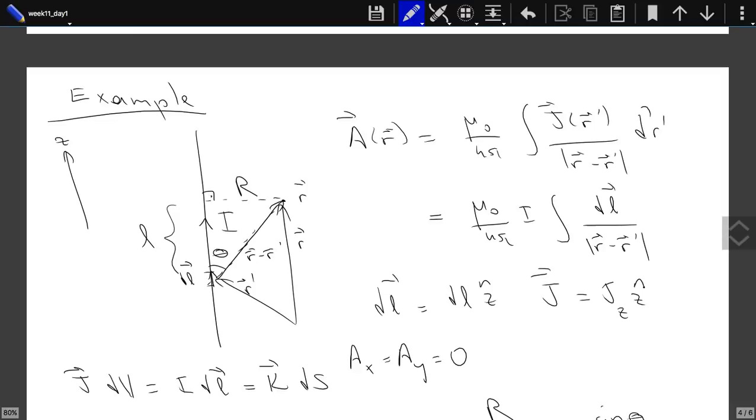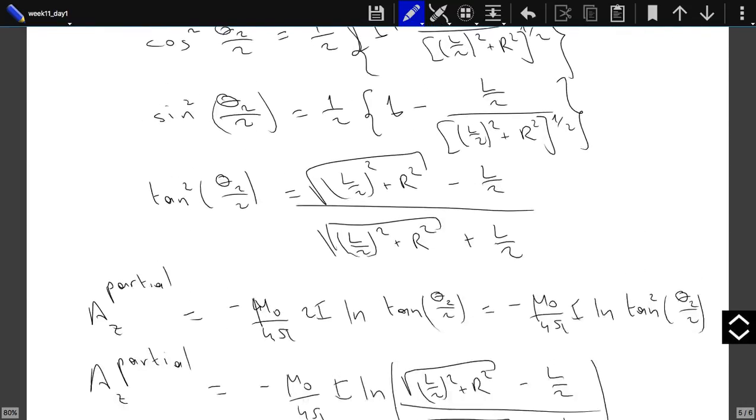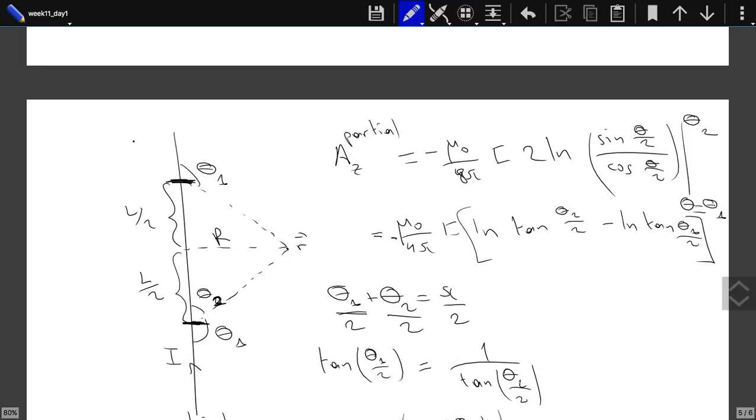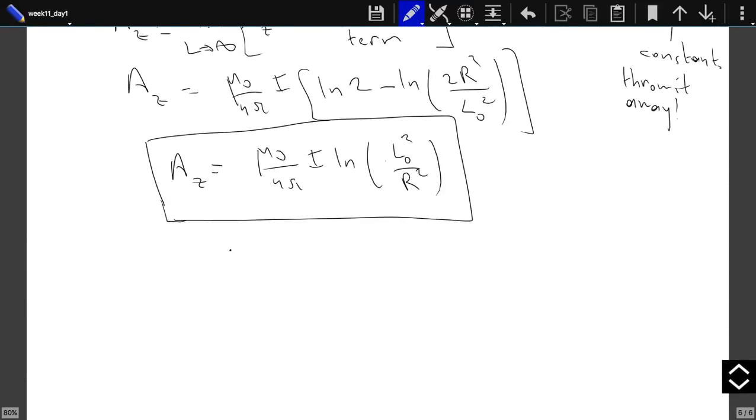In the last formula, R is constant and L0 is also constant. So no, R is not a constant. You see, assuming my wire is at X equal to Y equal to 0, then R, capital R, is equal to square root of X squared plus Y squared. It is the distance from the wire. Or this is equal to mu 0 over 4 pi I logarithm of L0 squared divided by X squared plus Y squared at the point R.